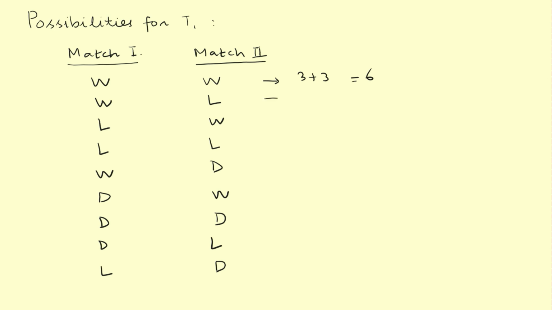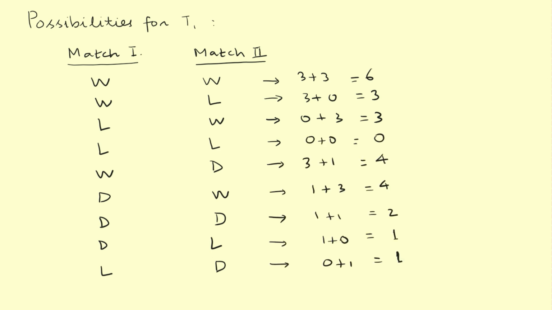Win and lose means 3 plus 0, that is 3 points. Lose and win will mean 0 plus 3, and that is again 3 points. Lose and lose will be 0. Win and draw will be 3 plus 1, that is 4, and so on. So this is going to be the situation in each of these cases. You can see the points earned by team T1 in all these cases.